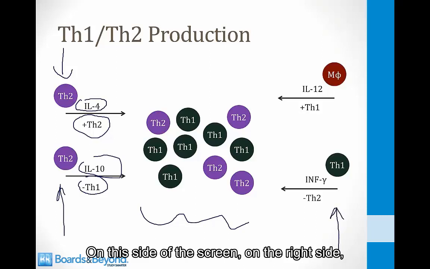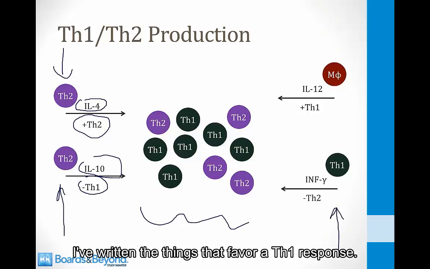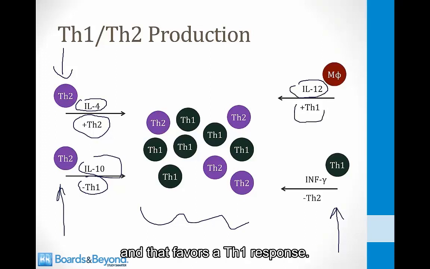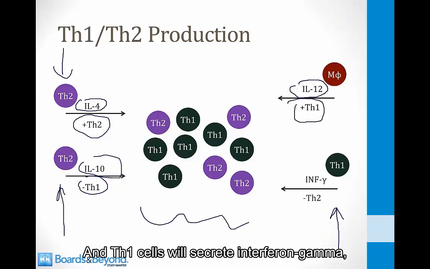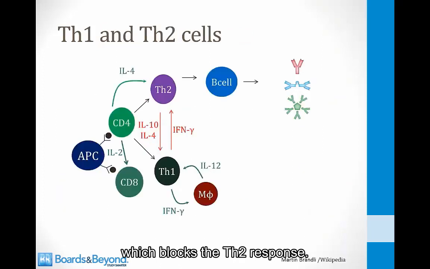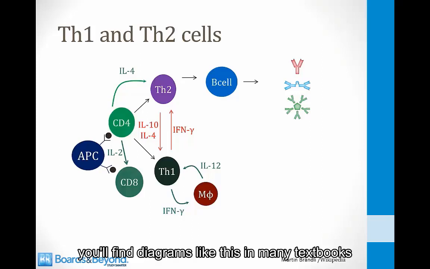On the right side of the screen, I've written the things that favor a Th1 response. So macrophages will secrete IL-12, and that favors a Th1 response, and Th1 cells will secrete interferon gamma, which blocks the Th2 response. Another way to think of it is the way I've drawn on this slide, and you'll find diagrams like this in many textbooks and review books.